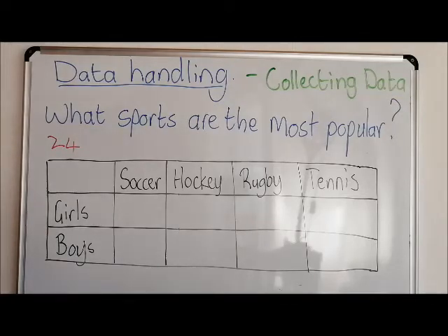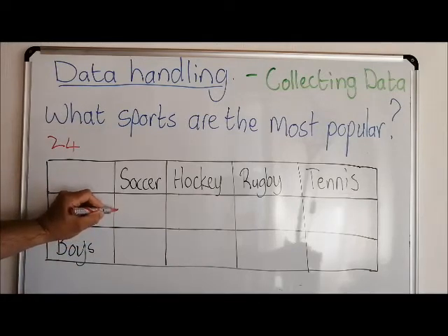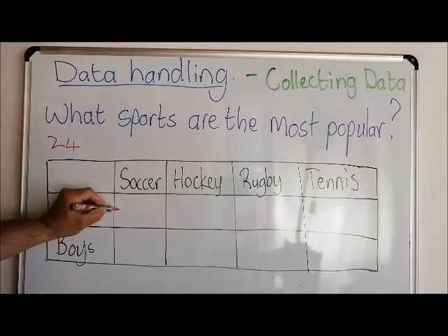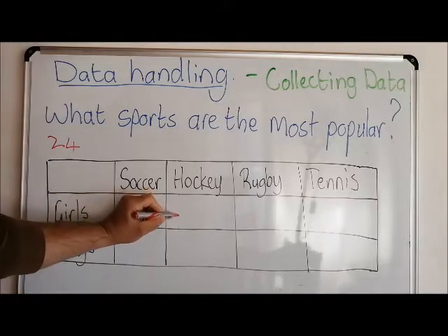So after we sent the survey to each kid in the school, grade 6H's class, these are the results that came back. Remember, this is just an example. Of the girls, most of them preferred soccer. Let's say there were 12 girls, and 5 girls really loved soccer. 2 of them said they want to play hockey.